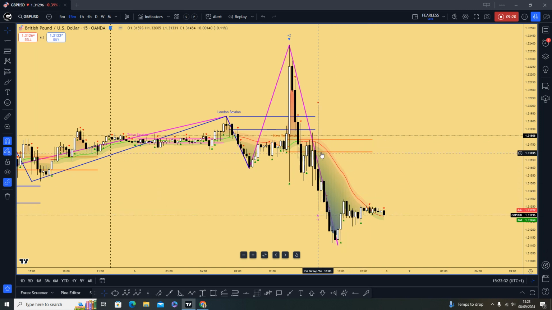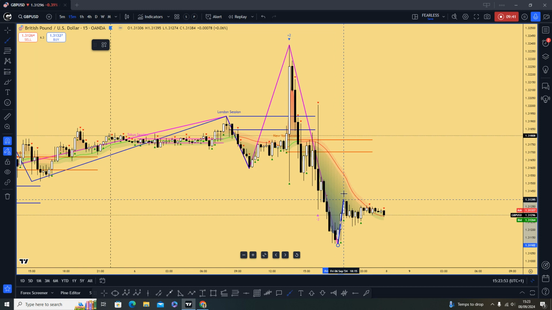We are coming above this basics line. It's not clear. We probably need to see a break and a test, a failure to make a lower low. Then that failure to make a lower low will probably be the best information we can get on this pound US dollar.